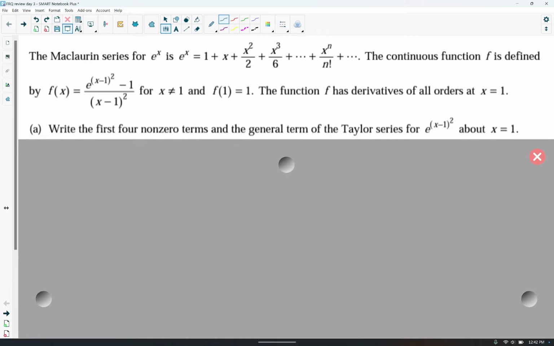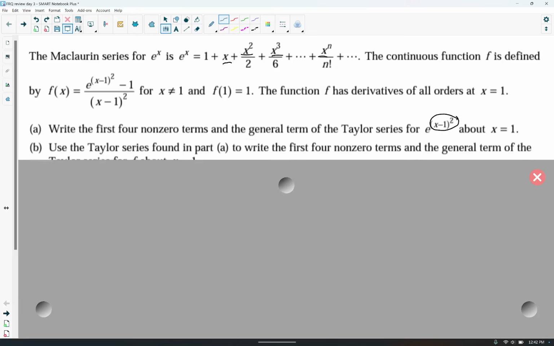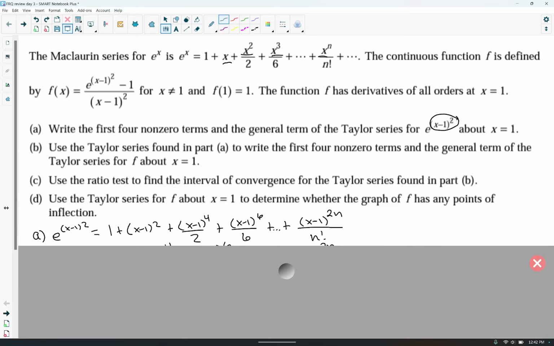Write the first four non-zero terms in the general term of the Taylor series for e to the (x minus 1) squared about x equals 1. So we're going to take (x minus 1) squared and plug it in for all of these x's. And that's what you get when you do that on letter A there.